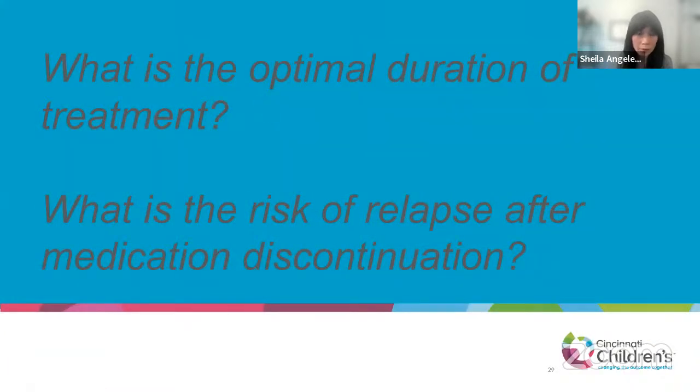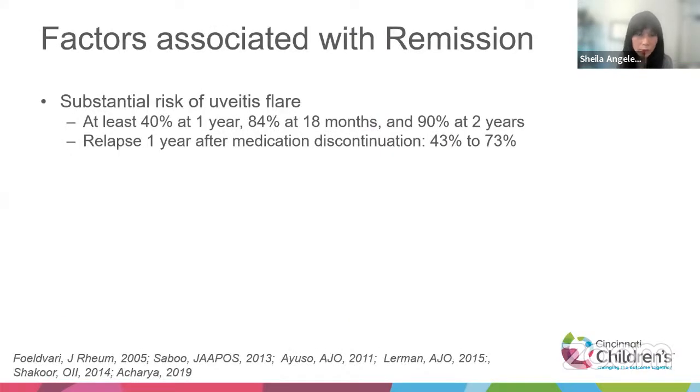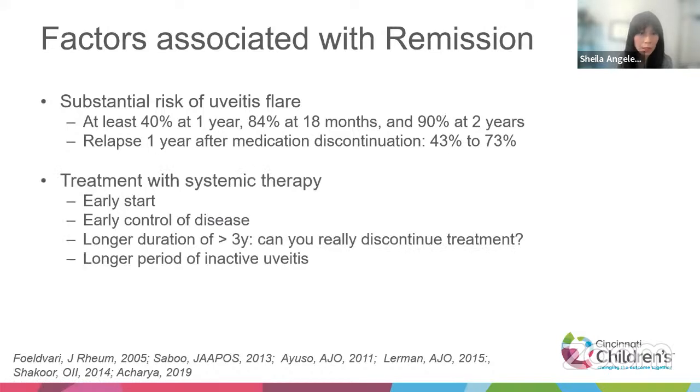And the final talk will be focused on what is the optimal duration of treatment and what is the risk of relapse after medication discontinuation? I think it's important because we need to know how long we actually treat these children and when we should consider tapering. So we know that in children on medication, when you attempt to taper or discontinue treatment, 90% will flare in 2 years, and anywhere from 40 to 70% will flare within the first year. So this is really significant.